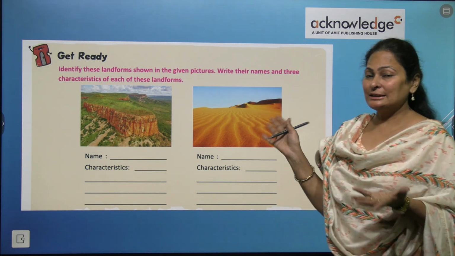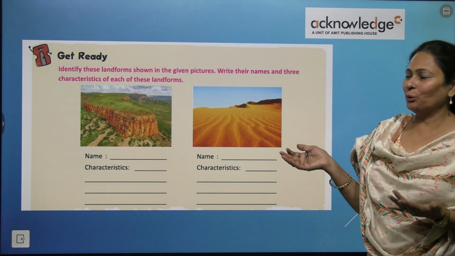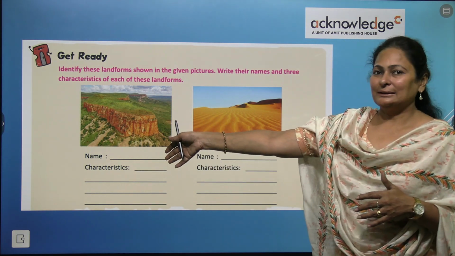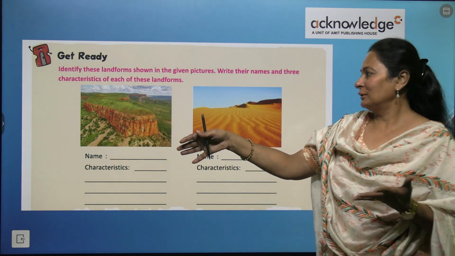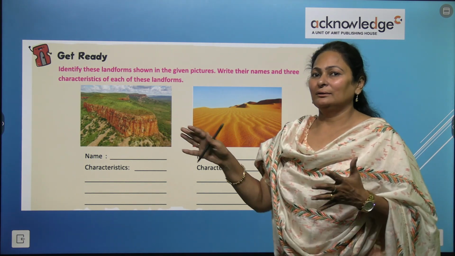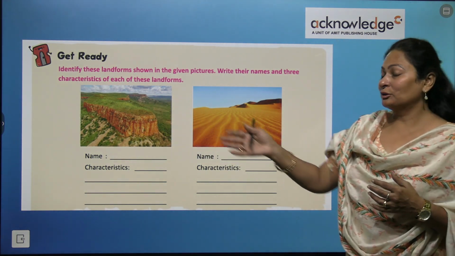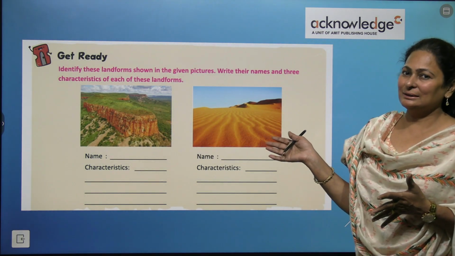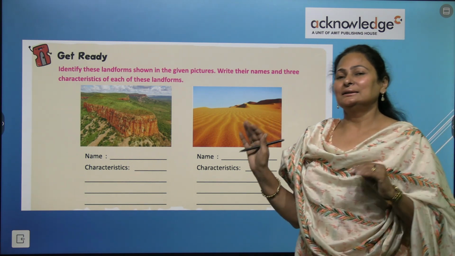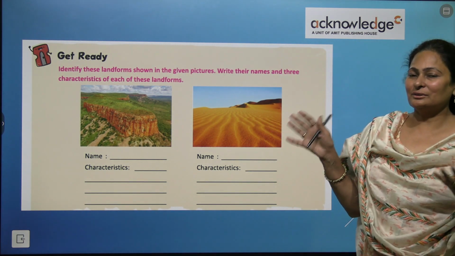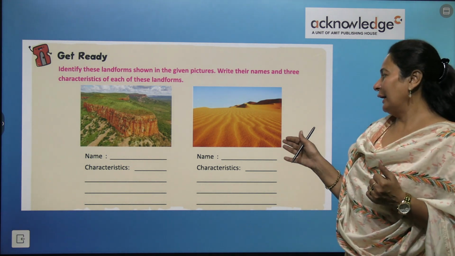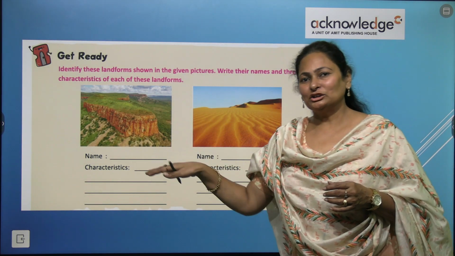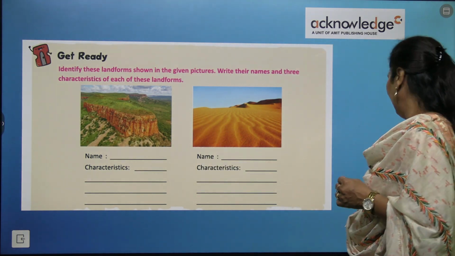So deserts receive very little or no rainfall. That is why crops, trees and plants cannot grow in this area, and vegetation is not possible because the desert does not receive rain. And the soil is loose. Here, in the plateau, vegetation is possible.